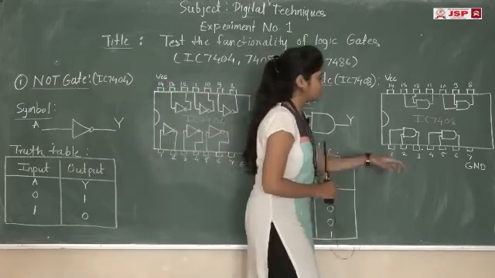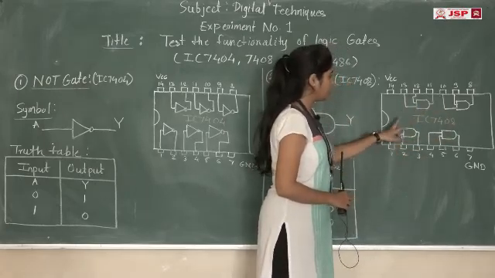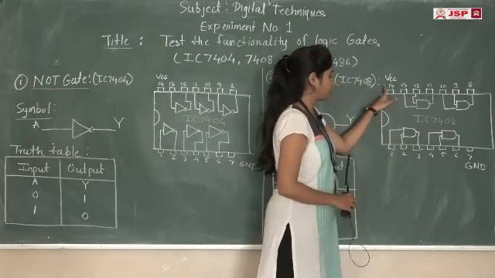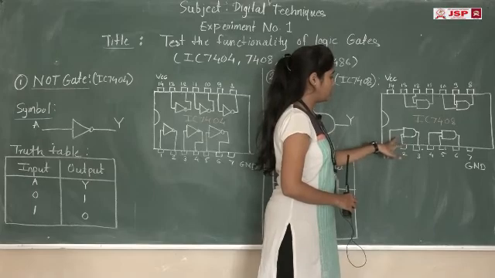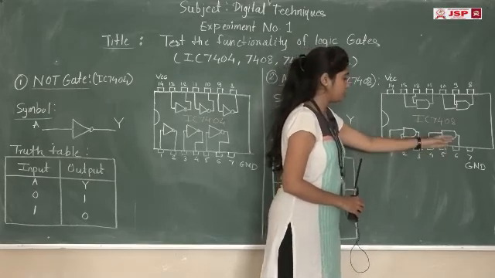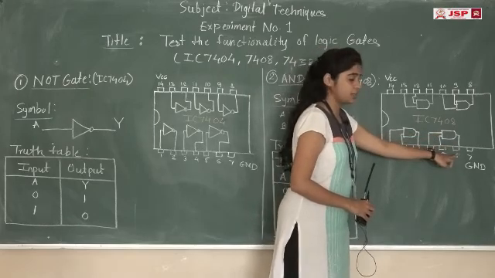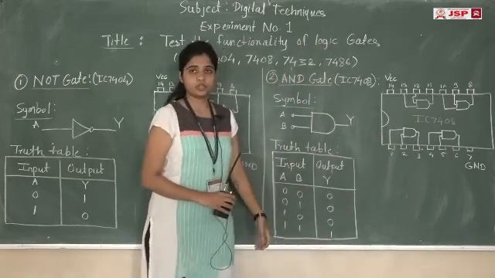This is the internal structure of IC 7408. Here we can see again this is a 14 pin IC. Pin number 7 is ground and pin 14 is connected to VCC. Here pins 1 and 2 are inputs and the third pin is connected to the output. Again the same for the second gate, 4 and 5 are inputs and 6 is connected to the output.